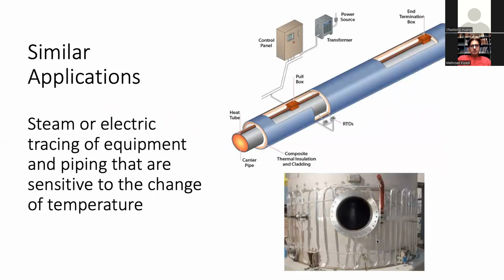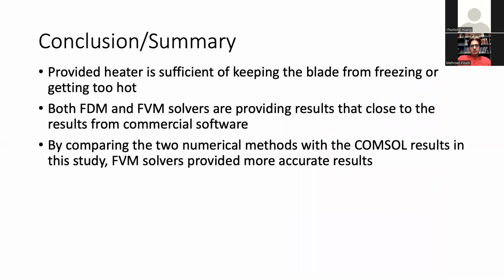The application of this approach can be seen widely in industry. For example, steam or electric tracing is a very common method for keeping the temperature of equipment or piping lines in an allowable range. And finally, for conclusion, the calculated heat source is enough to prevent the blade from freezing, and this amount is the optimized amount.